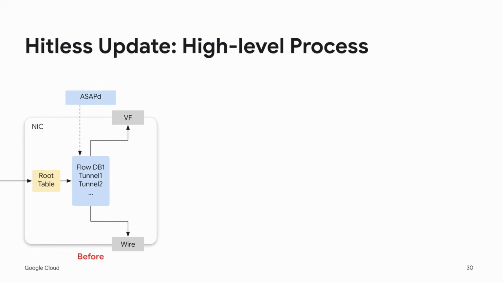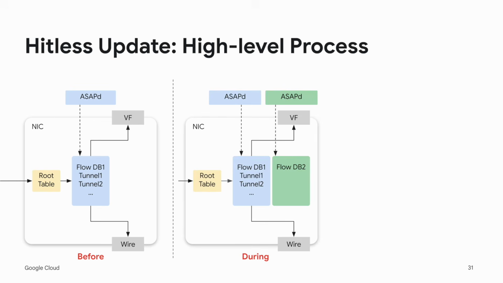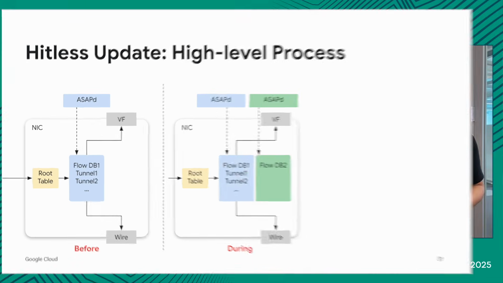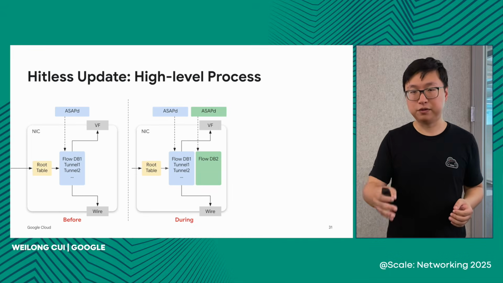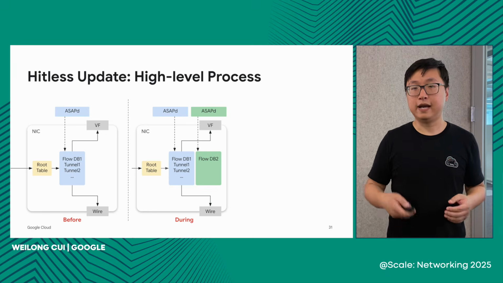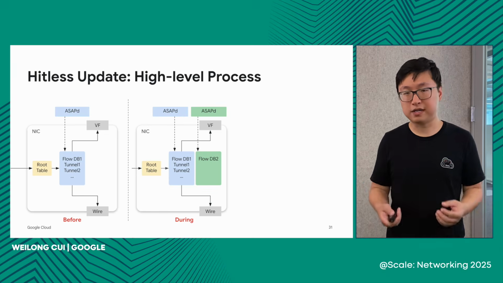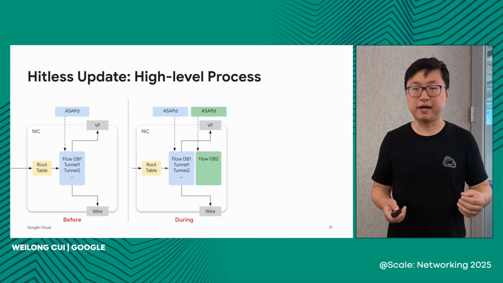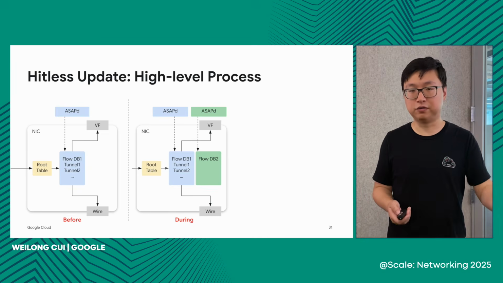So before the upgrade, our software, or ASAP-D, is running. It programmed the hardware with some forwarding state, and the packets are flowing through the hardware. When we want to roll out a new version, we actually start the new process in parallel to the old, and the new ASAP-D process will program a standby flow database in the hardware, or FlowDB2 in this picture, and no packets are actually flowing through this FlowDB2. And the new ASAP-D will take its time to initialize while the traffic is served by the existing FlowDB1 by the old version of ASAP-D.